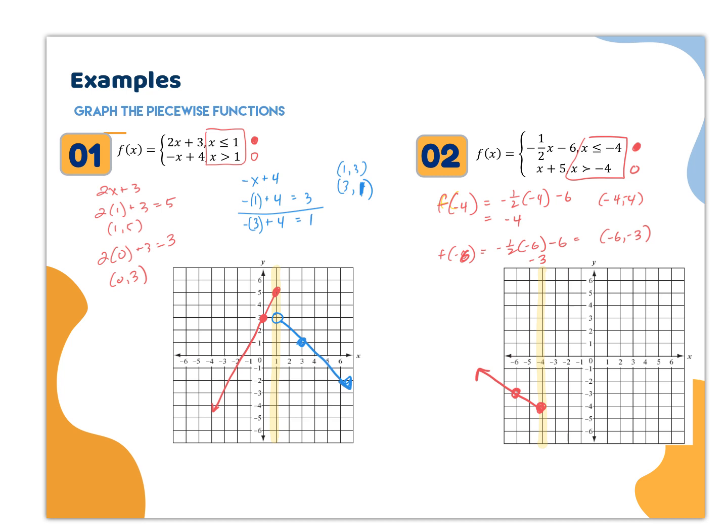The right side of my graph now, I'm going to take the x plus 5. So I'll do f of, again, if x is negative 4, I'll plug it in.